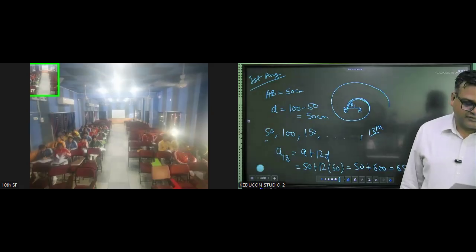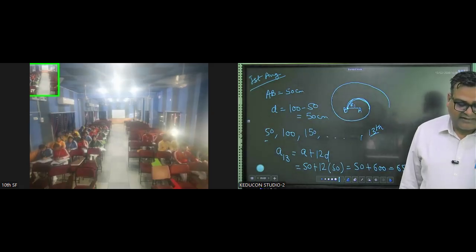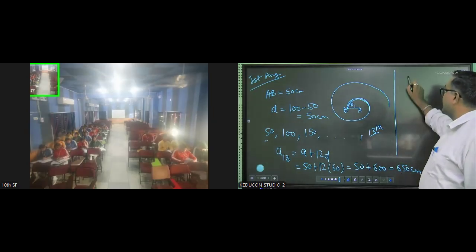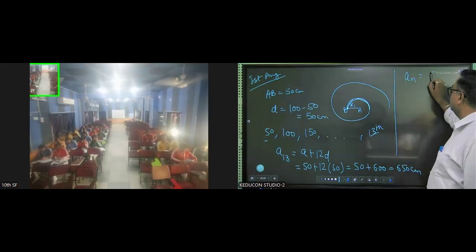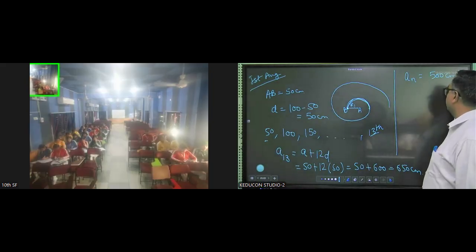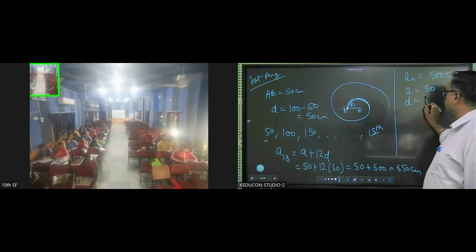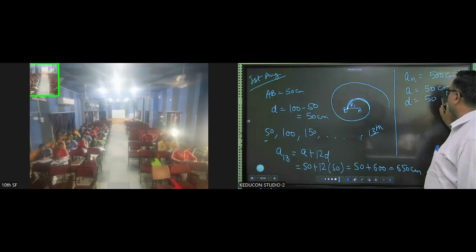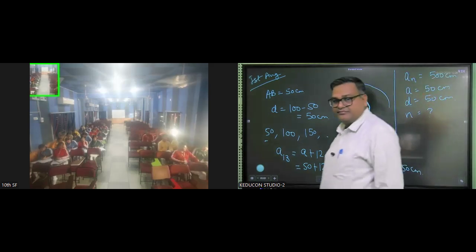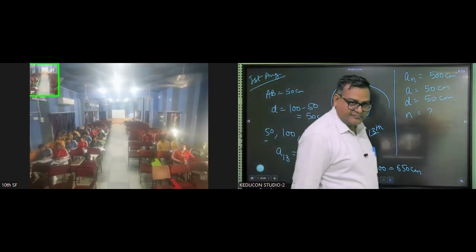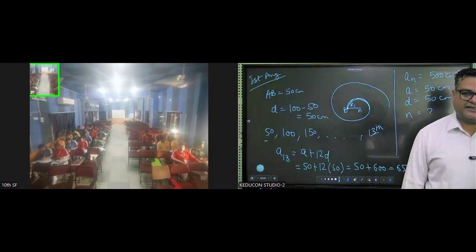Now, second question is, if the radius of the nth spiral is 500 centimeter, find the value of n. Now, in the second case, students, an is given, means the radius of the nth spiral is 500 centimeter. A again is 50. D is 50. So what you have to find out? N. Please do this question. Please do, students, this question. Find the value of n in this case.